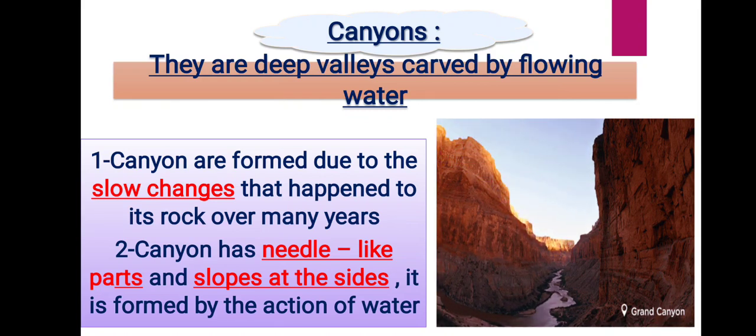And number two, the canyon also has steep, needle-like bars at the top, sloping sides, and the water can create its shape. Okay, one more time. The canyon is a slow change because it takes many years to be formed. And also it has steep, needle-like bars at the top, sloping sides, and the water can create its shape.